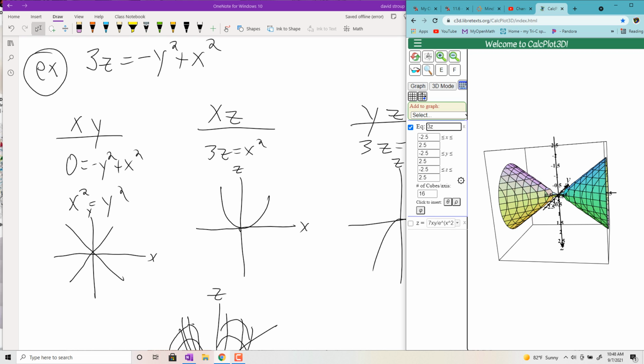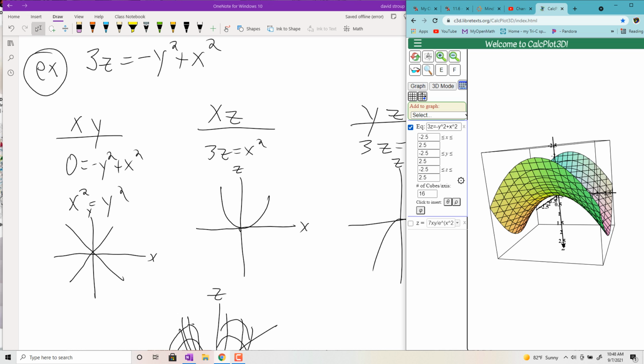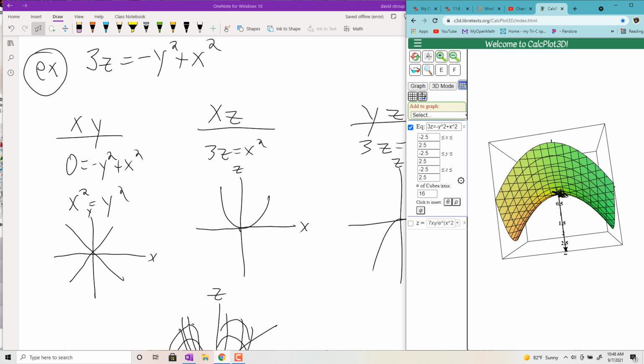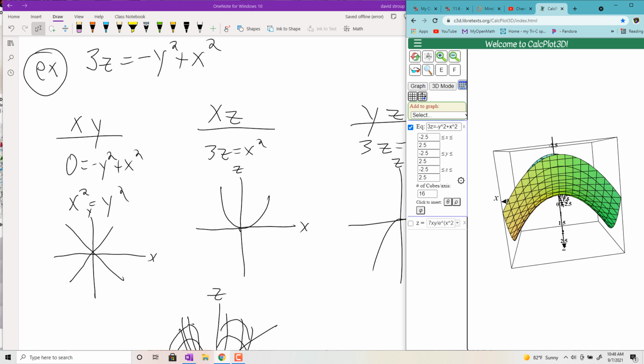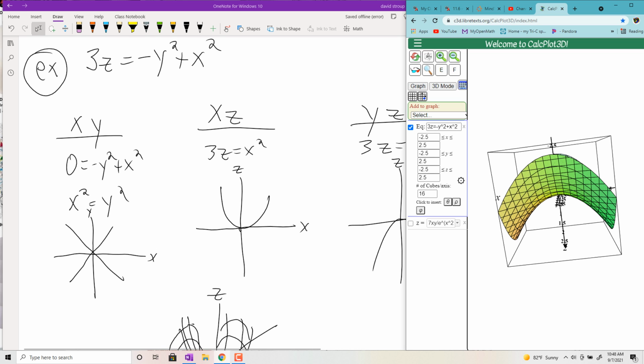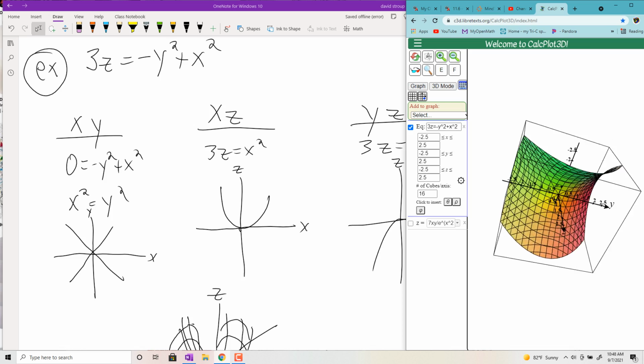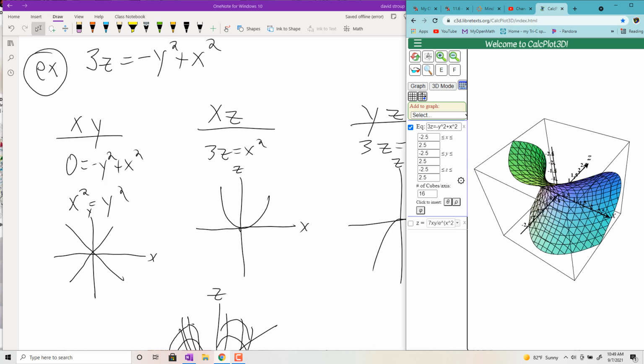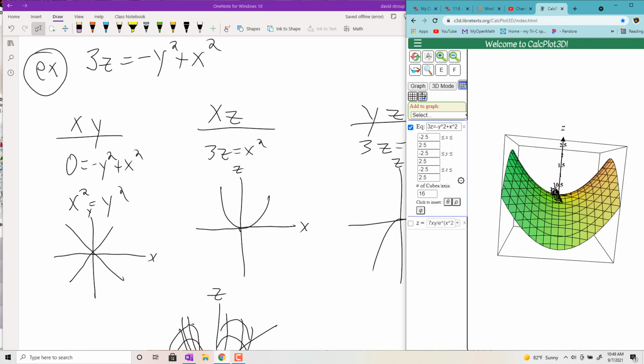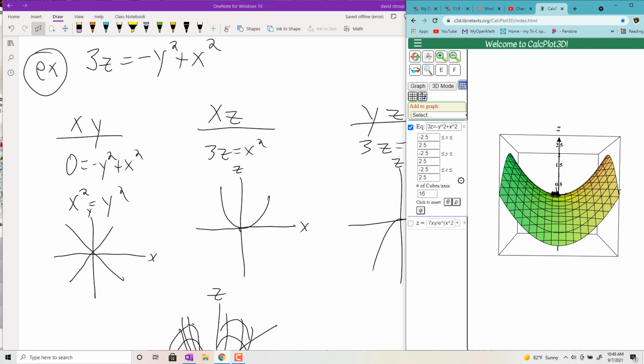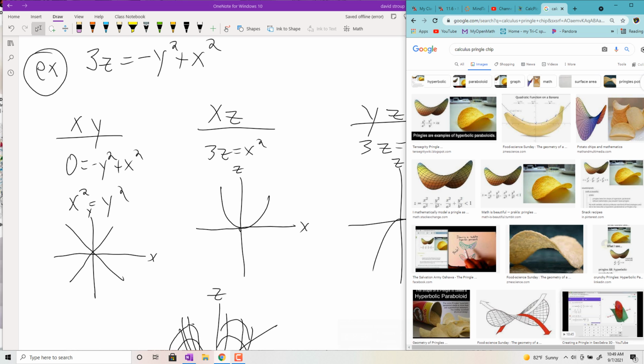So 3z equals negative y squared plus x squared. And you see there it is. Okay, so yeah, you get the downward parabola. What the heck? Oh, it's upside down. I got the negatives on the wrong variables. And of course, it looks like a Pringle chip. There's a joke online about that. Yeah, so there's the Pringle chip.